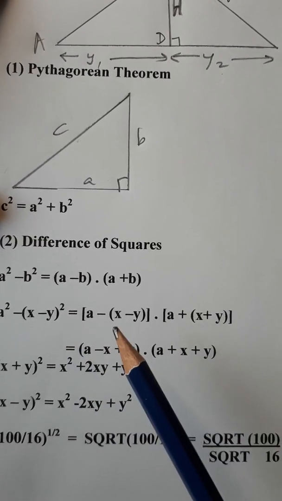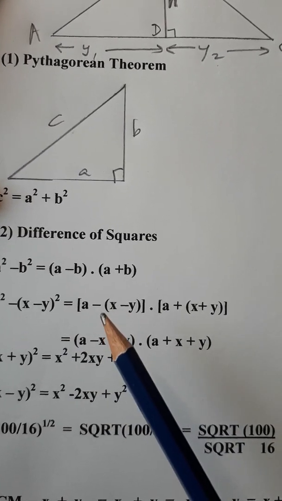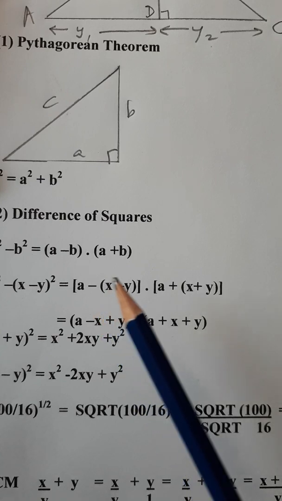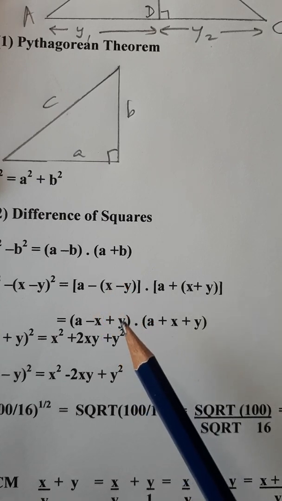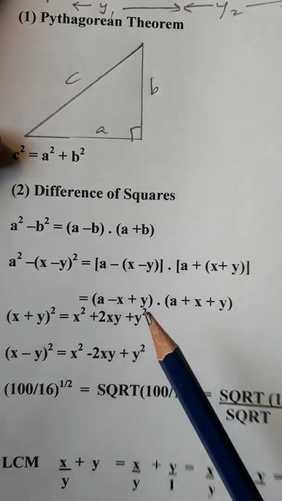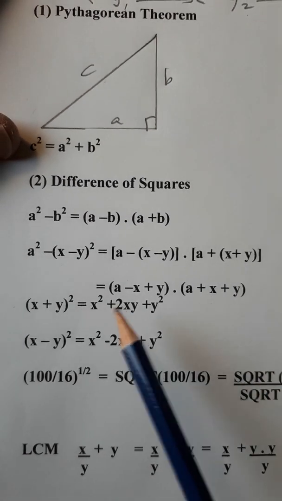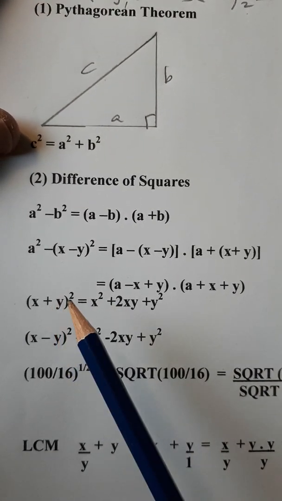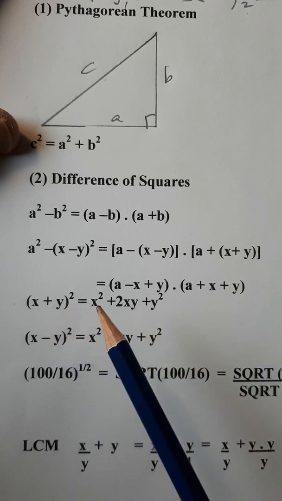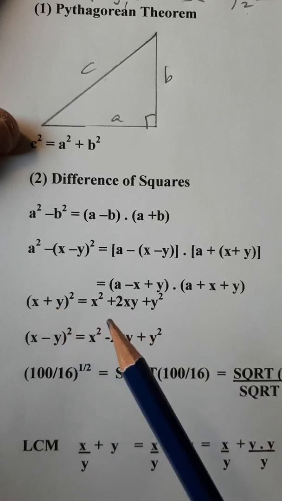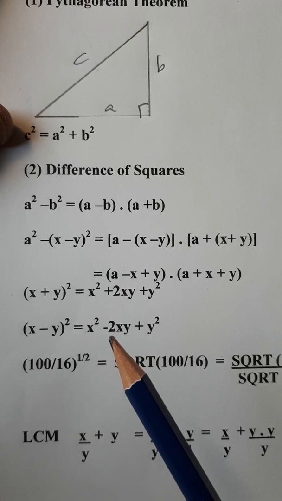And after that, if you want to open the brackets, you will see it becomes a minus x, and because of this minus, they become plus a plus y. And this is the answer. You must know how to expand like this. Square: first term is x squared, last term is y squared, middle term is 2xy. If it is minus, only the middle term becomes minus.